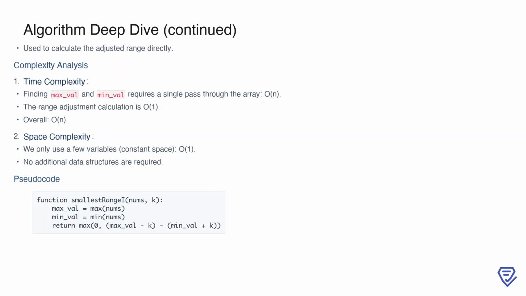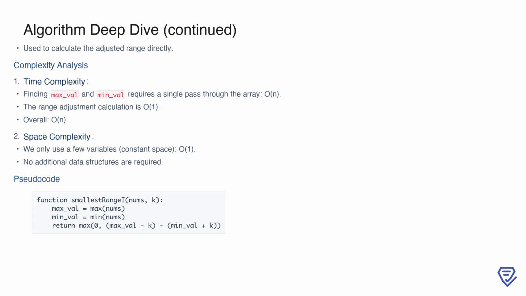Let's analyze the complexity of this approach to confirm its efficiency. The time complexity is O(n), as finding max_val and min_val requires just one iteration through the array. The range adjustment calculation is a simple constant time operation, O(1). Thus, the overall time complexity is O(n). In terms of space complexity, we only use a few variables such as max_val and min_val, resulting in constant space usage, or O(1).